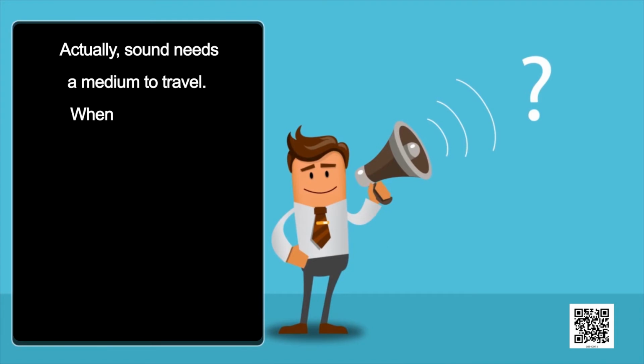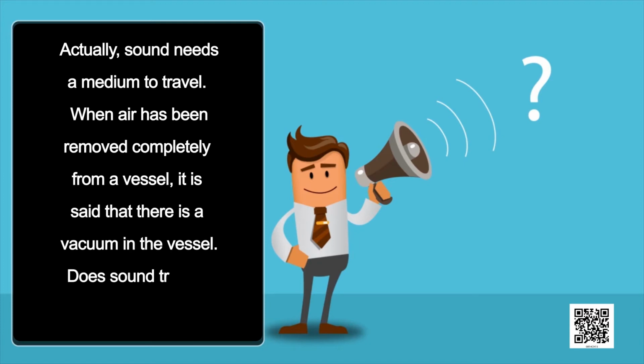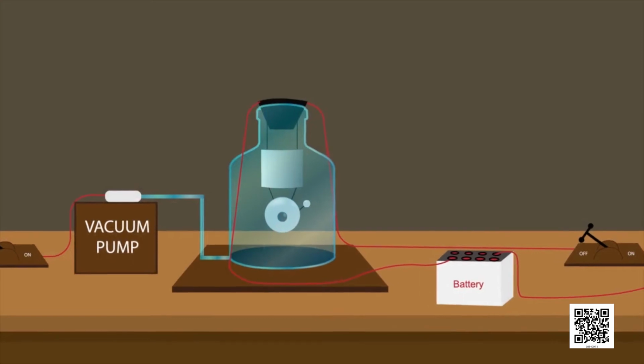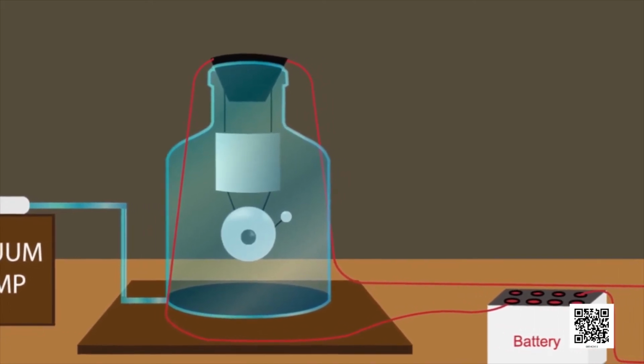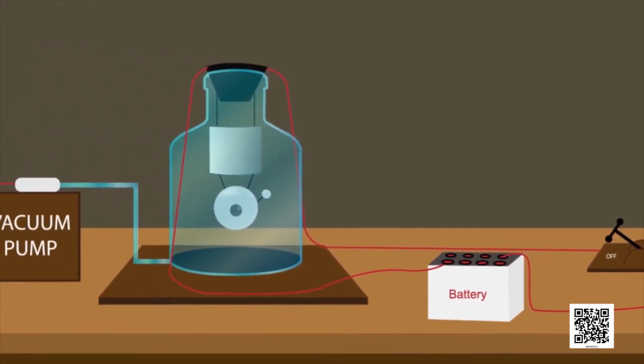When air has been removed completely from a vessel, it is said that there is a vacuum in the vessel. Does sound travel through vacuum? Let's check it out. Place an electric bell inside a glass bell jar and connect it to a battery and key through connecting wires. When the circuit is closed, are you able to listen to the sound of the bell?